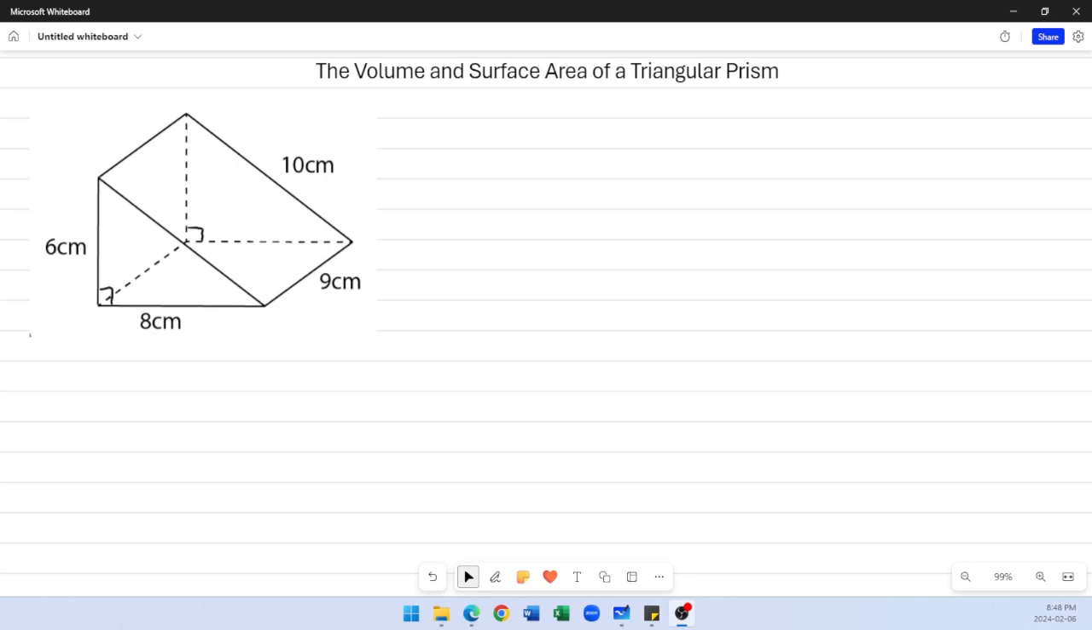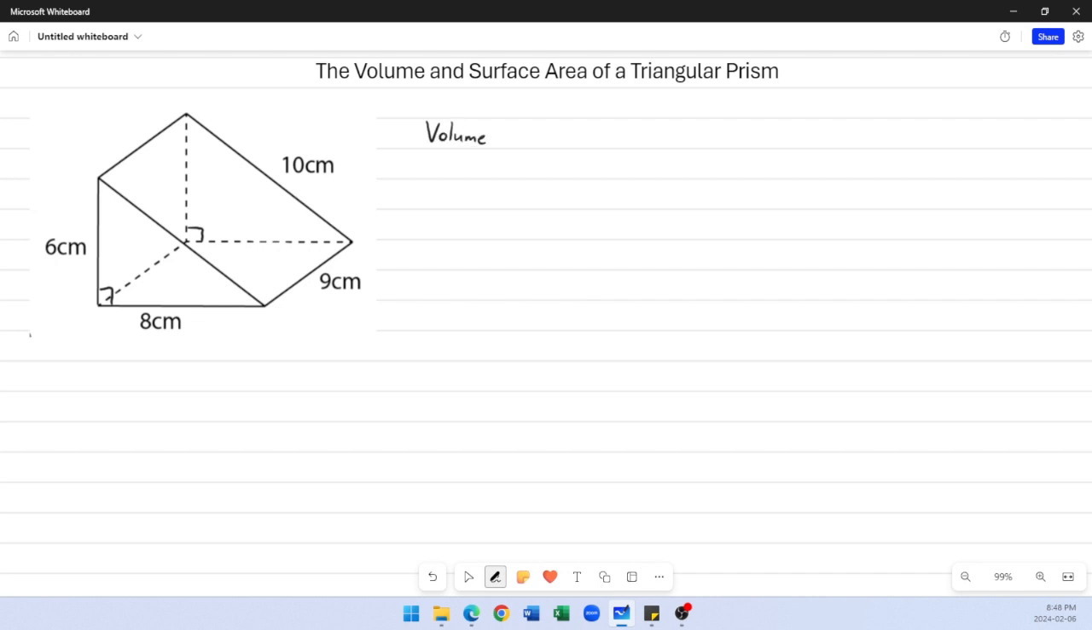A little difference this time is I'm actually wearing a headset with a microphone on, so hopefully I sound nice and smooth for this. So here we have a triangular prism, and we're going to find the volume and surface area of this sucker. So here we go.